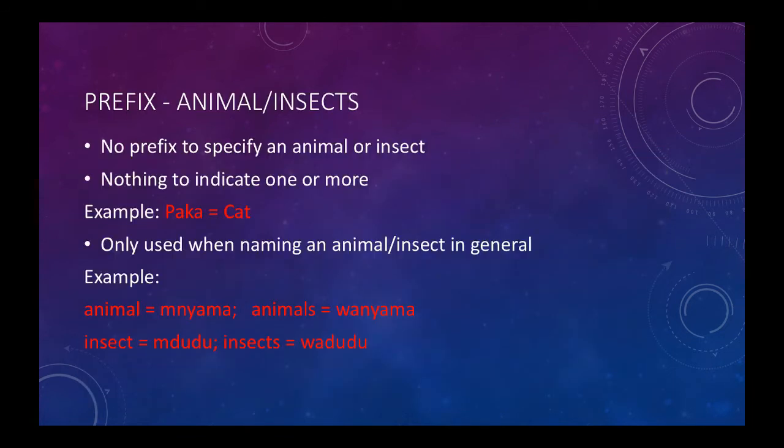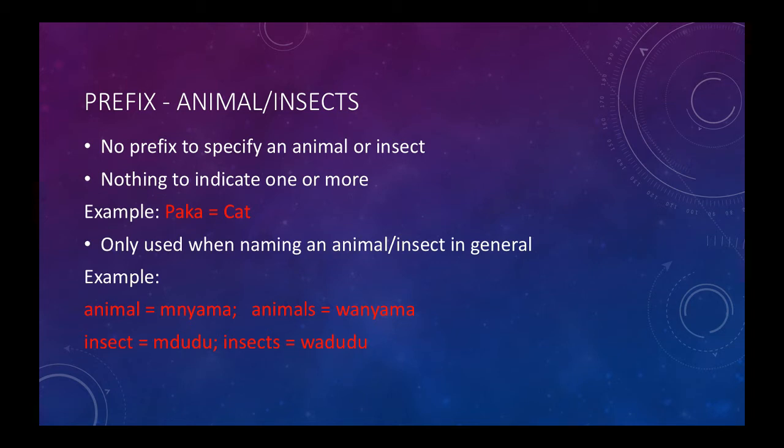In Swahili, there are no prefixes to specify one or more animals. For example, paka means cat is in red, but it could also mean more than one cat. But when referring to animals or insects non-specifically, the prefix m and wa is used.